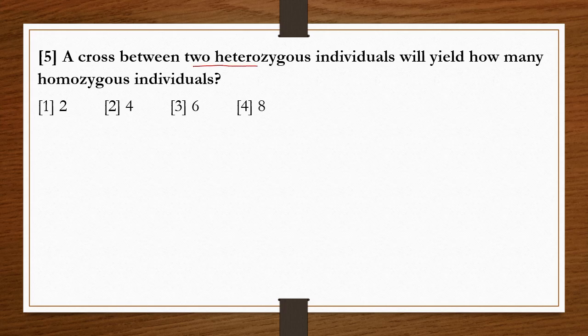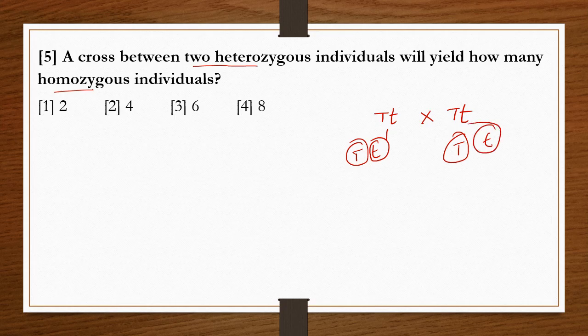Consider capital T, small t, a heterozygous individual, crossed with another capital T, small t. The cross between two heterozygous individuals: how many homozygous individuals are formed? Here the gametes are capital T, small t from one parent, and capital T, small t from the other. These are the gametes. Then draw the Punnett square.